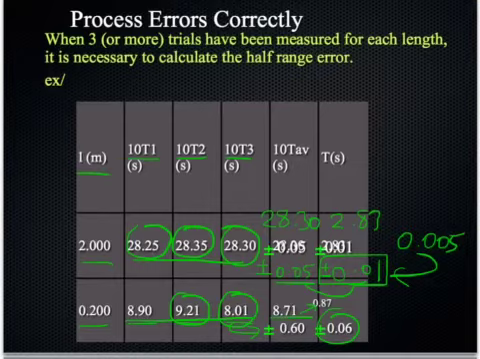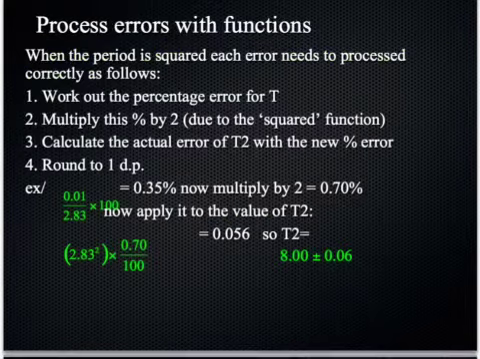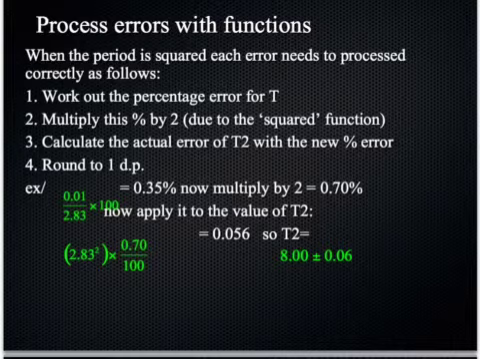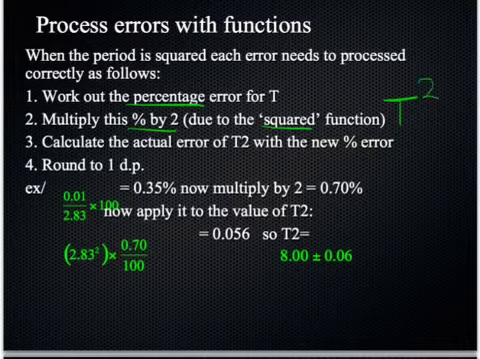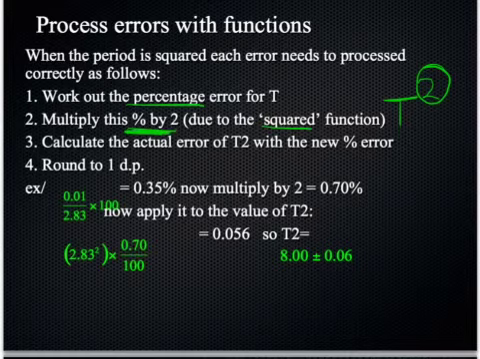Notice we don't have any more figures after the 7 because of this error in that decimal place. Okay, this is just a reminder of how to process errors with functions. For example, when the period is squared, each error needs to be processed as follows. You need to calculate the percentage error for the period t, multiply that percentage error by 2, and this is because of the squared function. So t to the power of 2, you use that number, whatever that power is, and you multiply it into the percentage error that you've calculated for t.